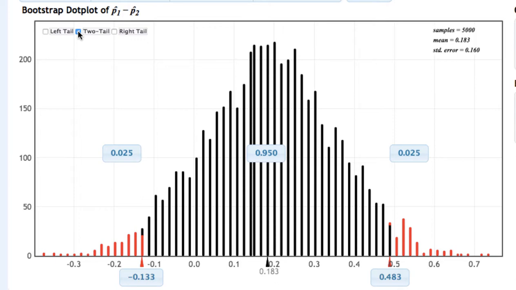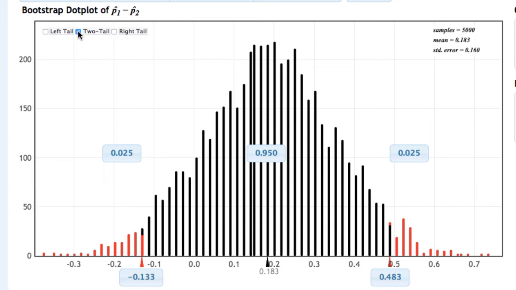The 95% confidence interval for the difference between the proportion of females and the proportion of males who are dieting is negative 0.133 to 0.483. To interpret this confidence interval, I could say that I am 95% confident that in the population of all American adults, the difference between the proportion of females who are dieting and the proportion of males who are dieting, or the proportion of females minus the proportion of males, is between negative 0.133 and positive 0.483.